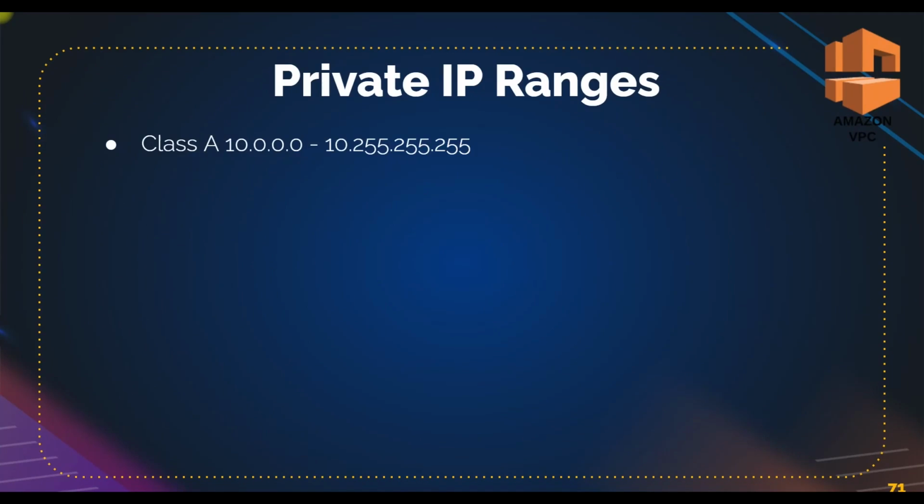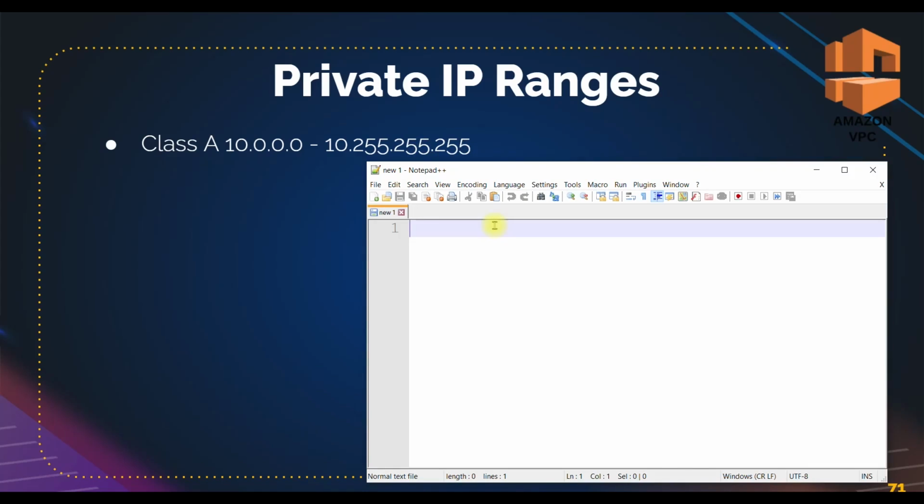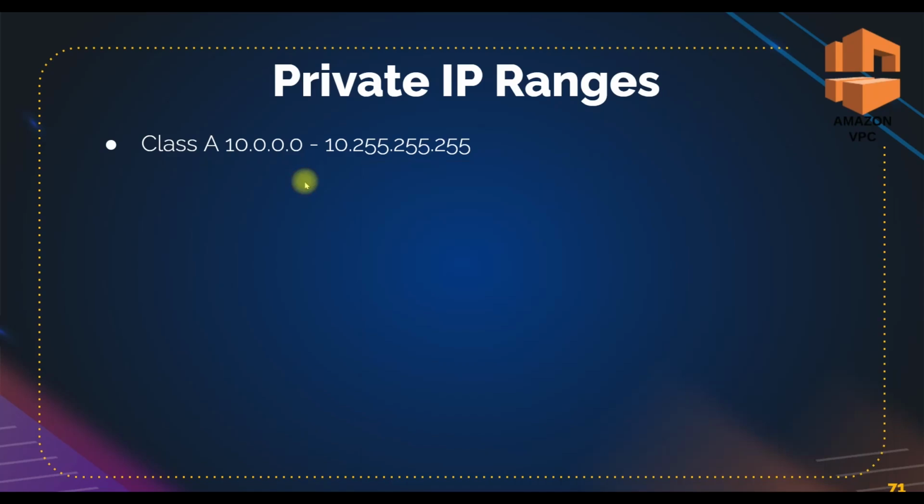So you have class A. The range starts at 10.0.0.0 and ends at 10.255.255.255. So if I take an IP address 10.16.250.120, this IP is a class A IP. It comes in that range.